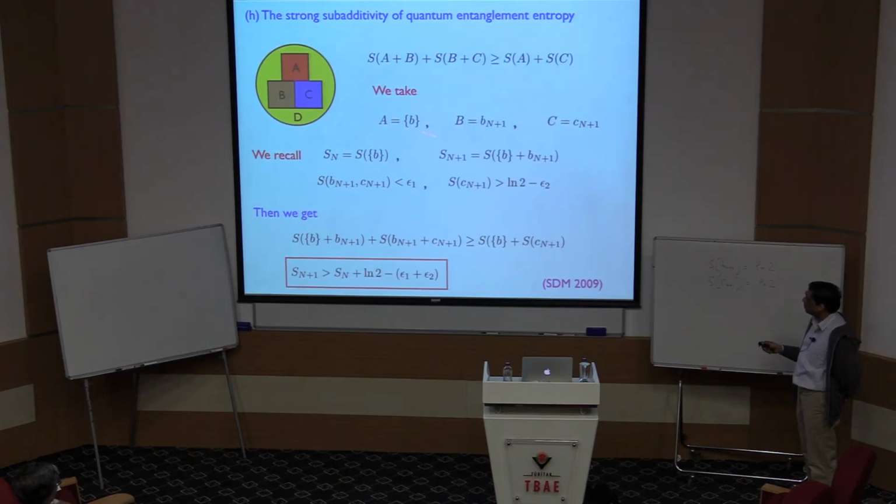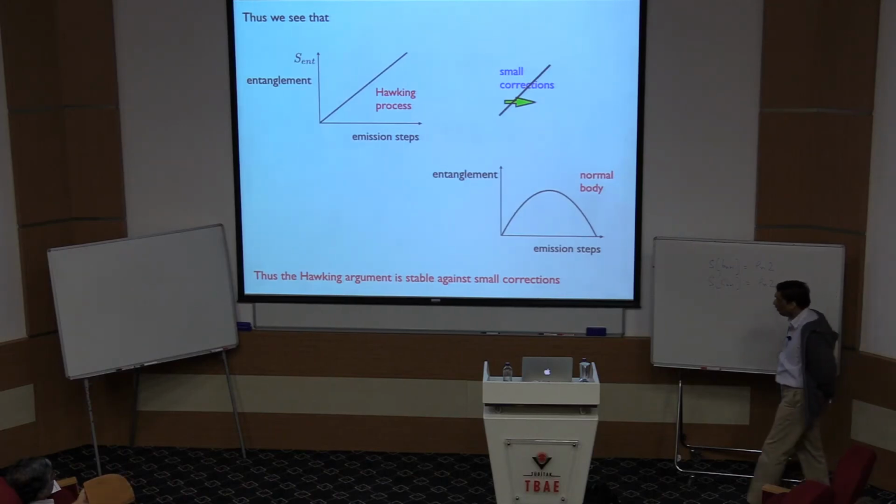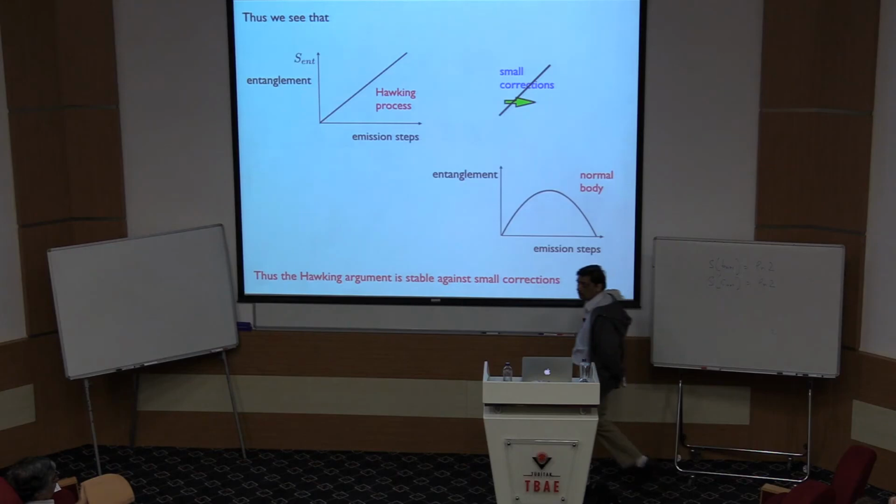But if you put small corrections to each pair, you can now prove how many pairs are being emitted doesn't matter. At each step, the entanglement just keeps going up by log 2, at most it gets decreased by a small amount, epsilon 1 plus epsilon 2. So if you draw this in pictures, you see the entanglement will keep rising. Small corrections cannot make it turn around and go down like a normal body. So it tells you that the Hawking argument is stable against all small corrections.